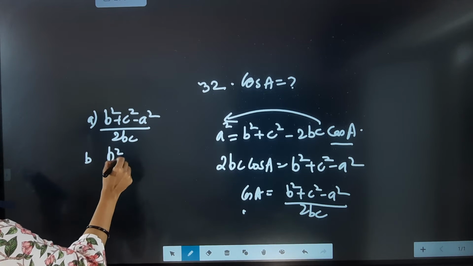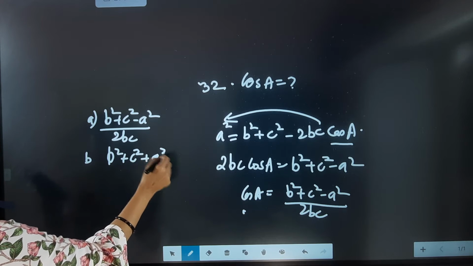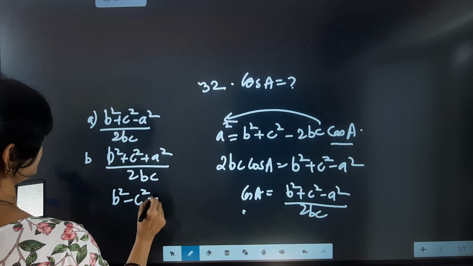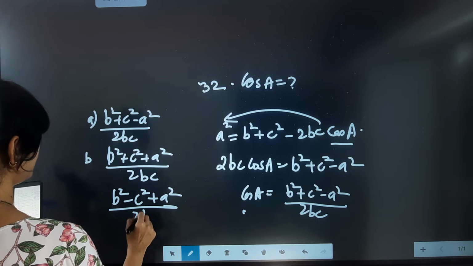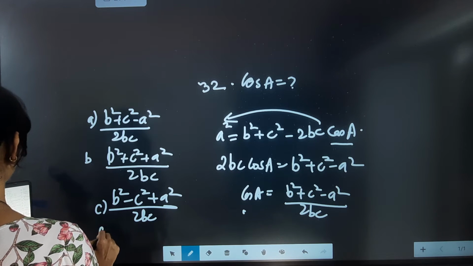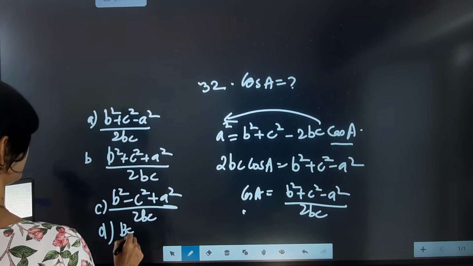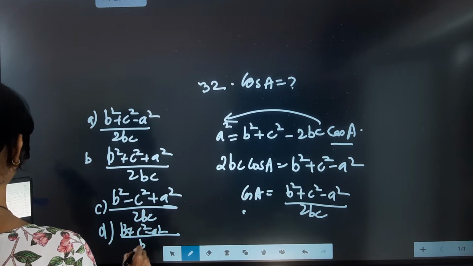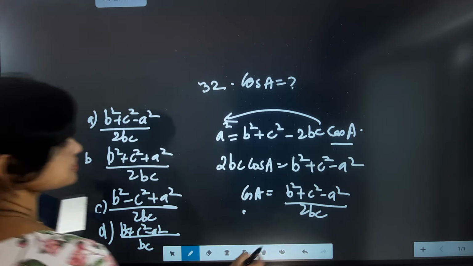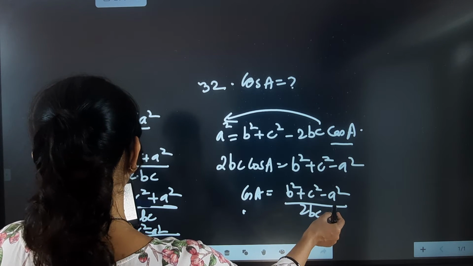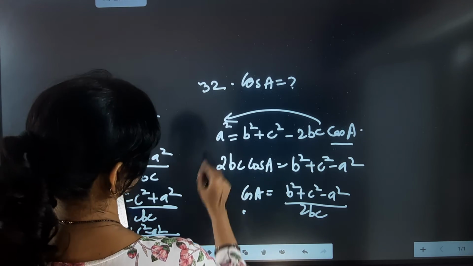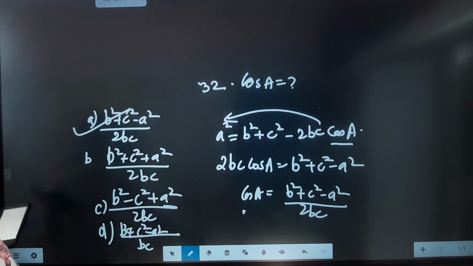Second, B square plus C square plus A square by 2BC. Now, B square minus C square plus A square by 2BC. Third, B square plus C square minus A square by BC. So definitely the answer is coming B square plus C square minus A square by 2BC. That is answer 1, answer A is the correct answer.